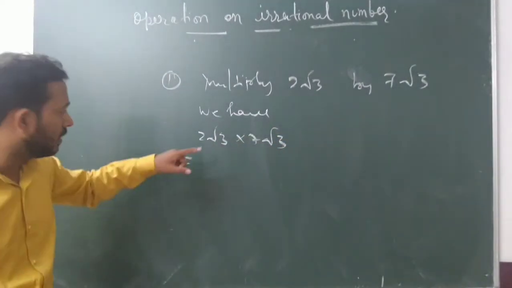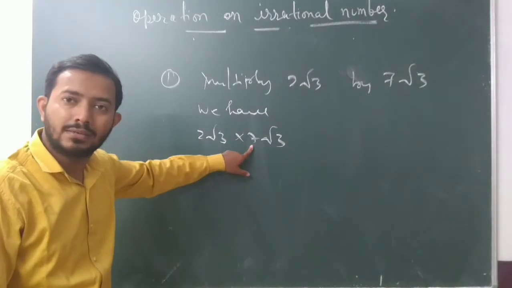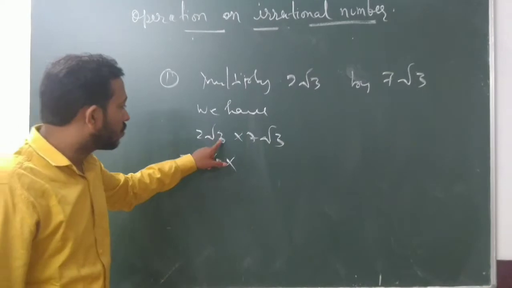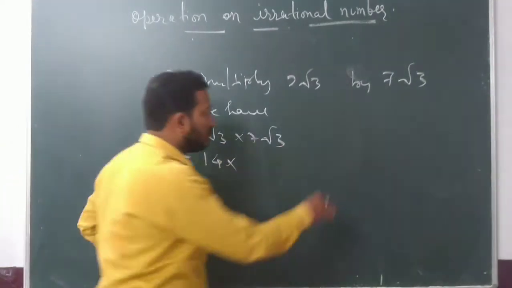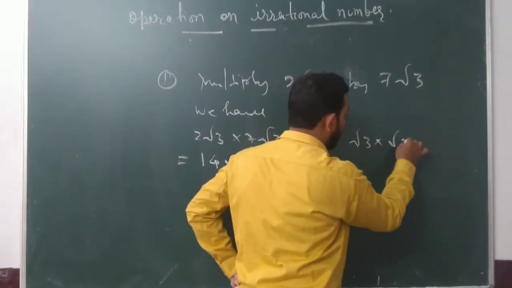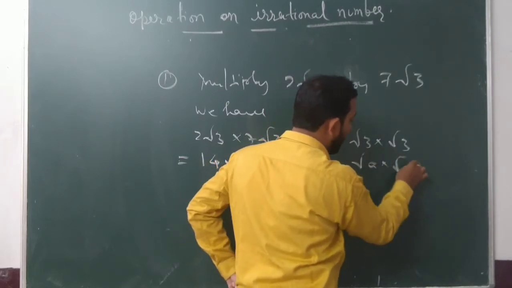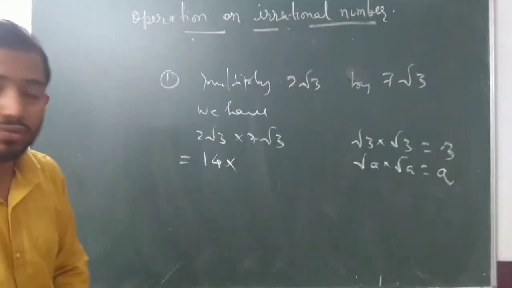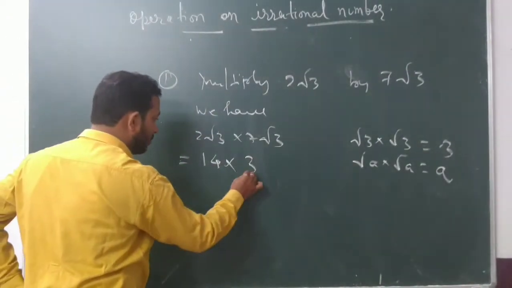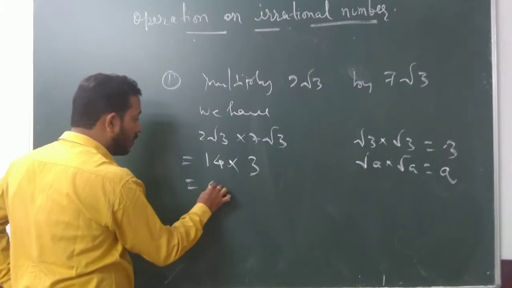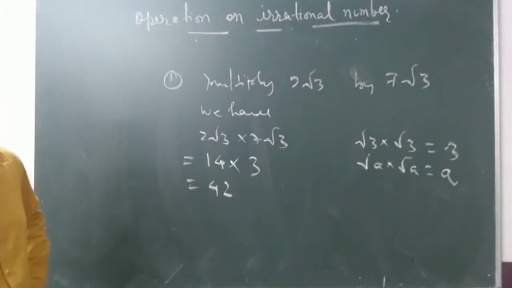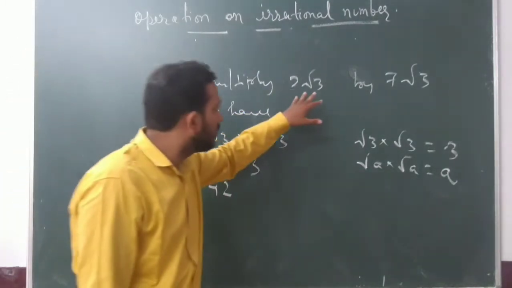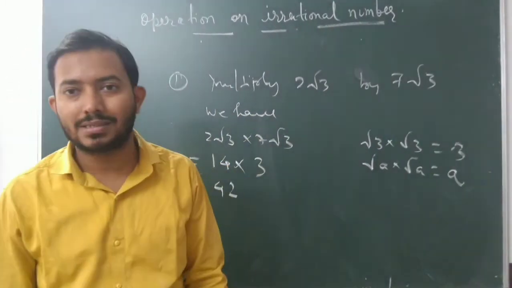So you can see here that 2 into 7 is 14, and root 3. Right now only I told you, root 3 into root 3. That means root A into root A will give you A. That is, root 3 into root 3 will give you 3. So we will get 3 here, and our answer is 14 into 3, which is 42. This way we need to multiply. This is a single term, that means one term.